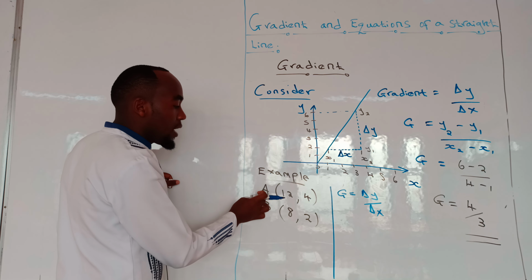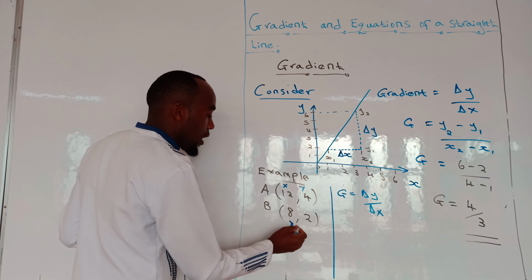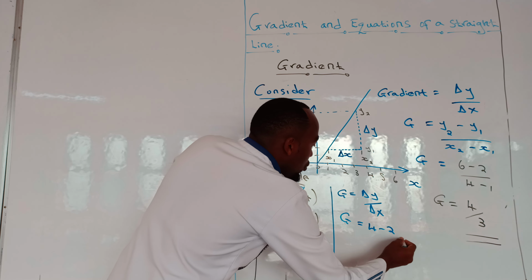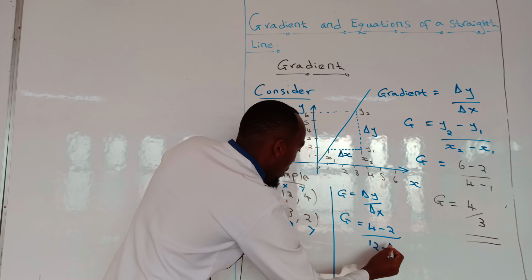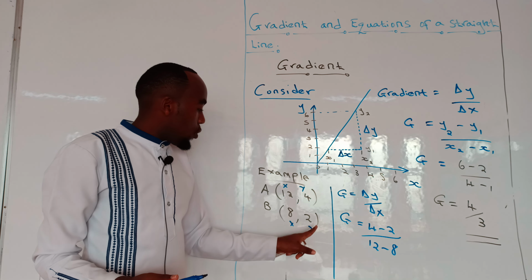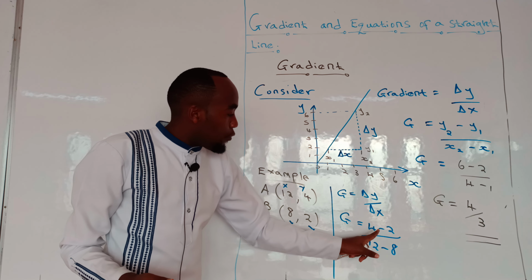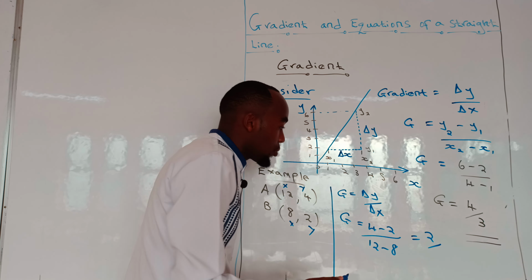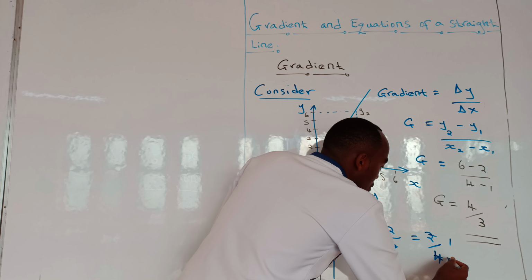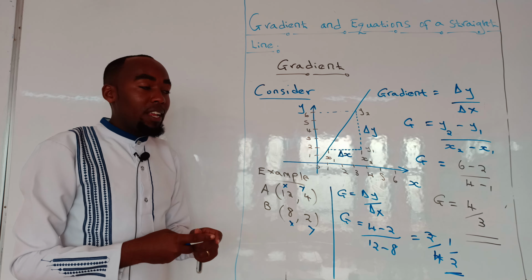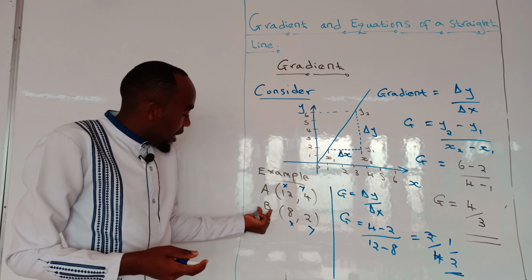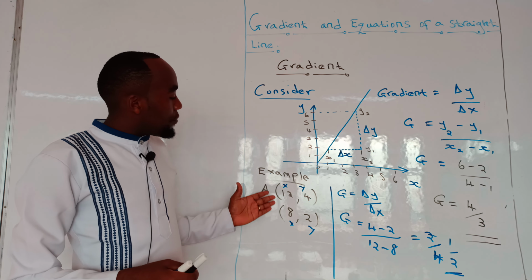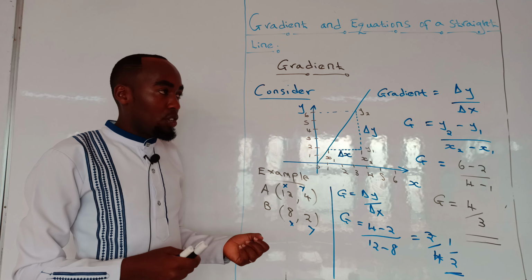Any point has x and y. Change in y will be given by 4 minus 2. Change in x will be given by 12 minus 8, because this is y1, y2, x1, x2. Therefore 4 minus 2 gives you 2, and 12 minus 8 gives you 4. Two over 4 is 1 over 2. You can see that the gradient of line AB is a half. Therefore, given 2 points, you can find the gradient of a line.